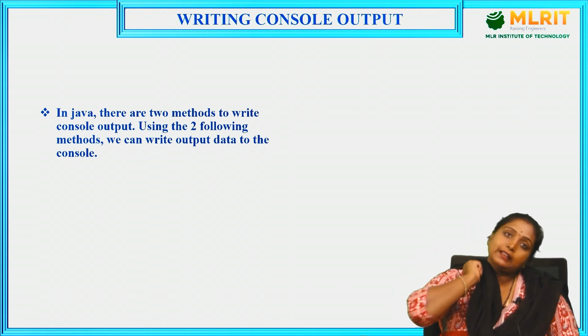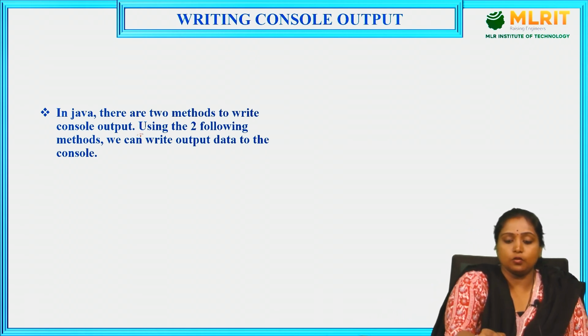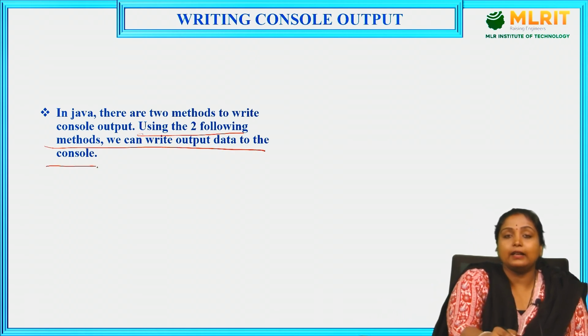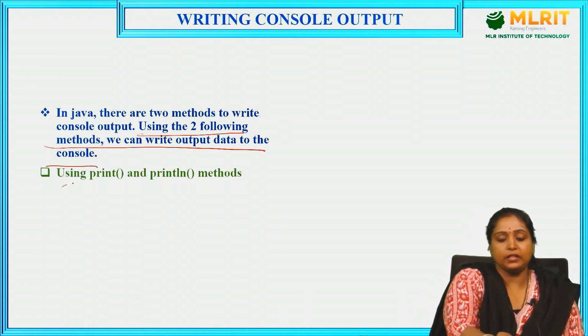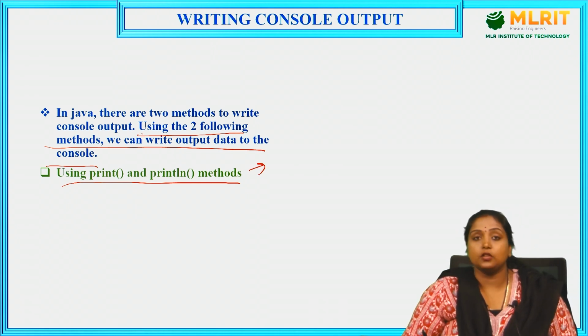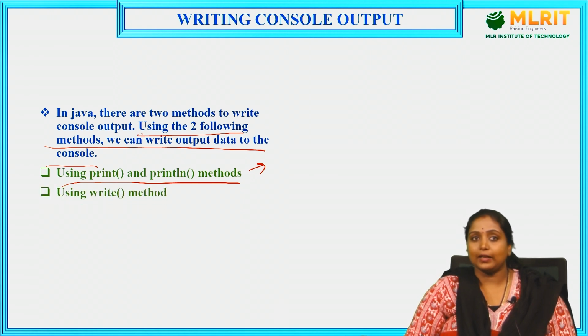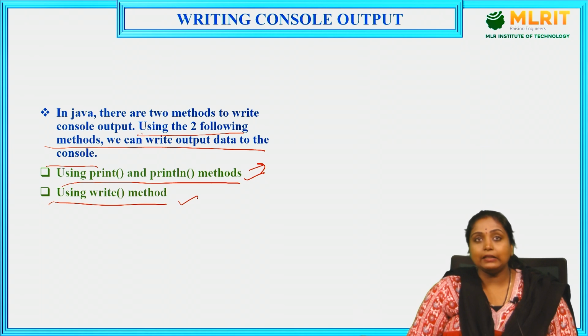We can write anything to the console output using two methods. Using the following two methods, we can write data to the console screen. The first method is using print and println. We already know this: using standard System.out.println, the output stream, we use the print and println methods. So regularly we use these. And the second method is using the write method. So the first method is print and println, and the second is write. We can write the output to the console screen.